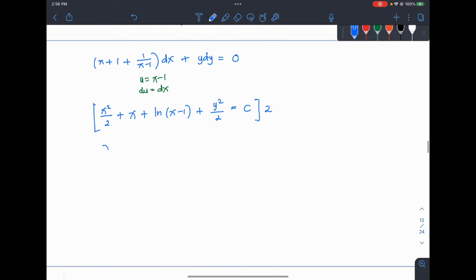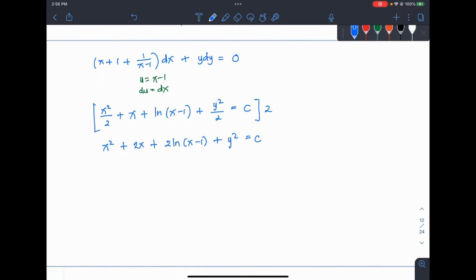So giving us an x squared. So plus, 2 times x is 2x. Plus 2 ln of x minus 1. And plus, so 2 and 2 will be cancelled out. So y squared. So c times 2, c will absorb the 2. So that would just still be a c.